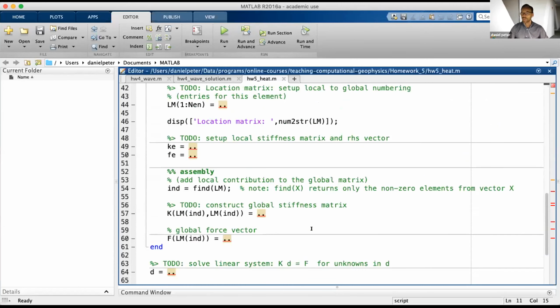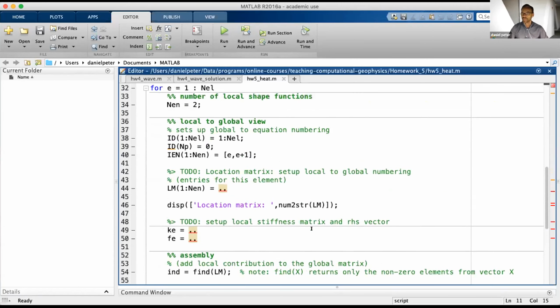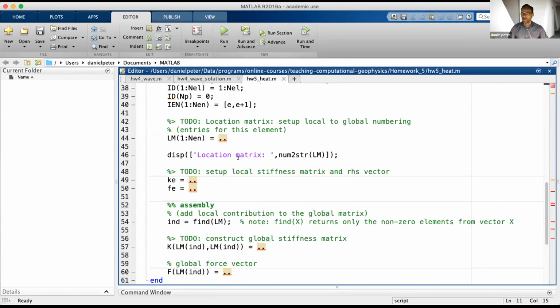So again, there's not much coding involved here. The tricky part is setting it up correctly to construct the global stiffness matrix and the force vector contributions. But together with the slides, it shouldn't be too much of a headache to do that. We'll figure that out quickly.